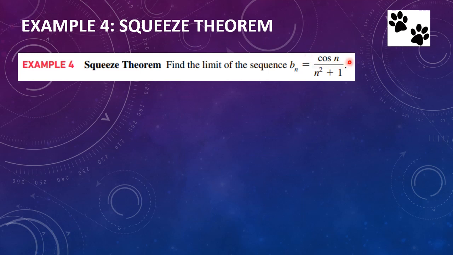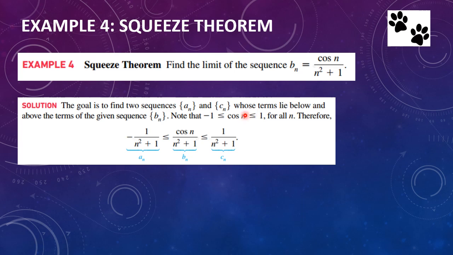Well, we know that cosine of a value always goes between -1 and +1. So the lower limit would be the -1 over n squared plus 1, and the upper sequence would be 1 over n squared plus 1. So if we set up those three limits, and then if we can figure out what's happening with a sub n and c sub n, and see if they are indeed going to the same value, then we'll know that the limit for the b sub n sequence will be the same.